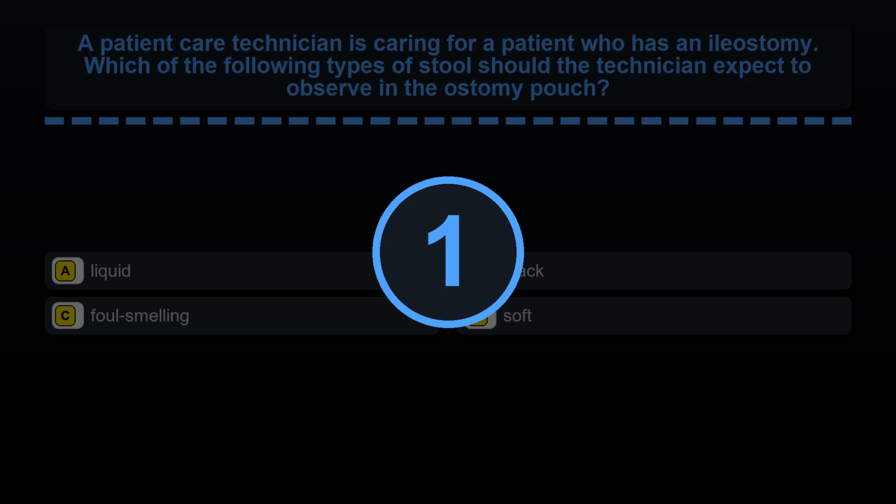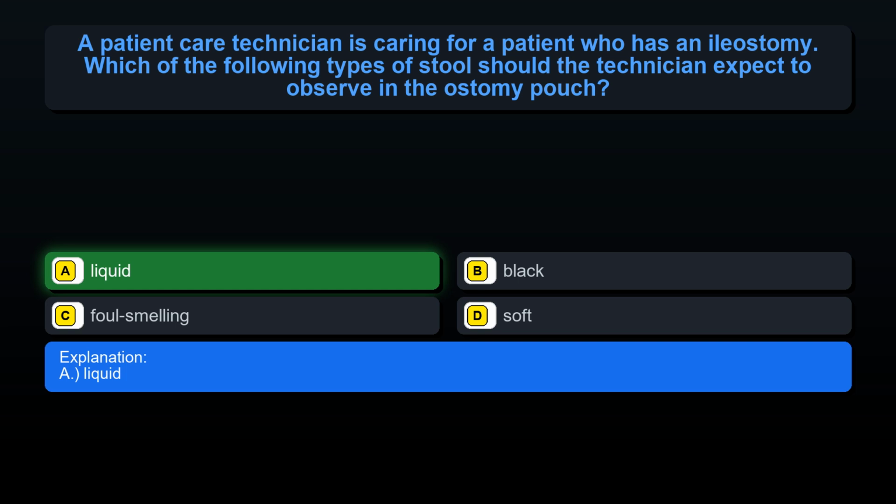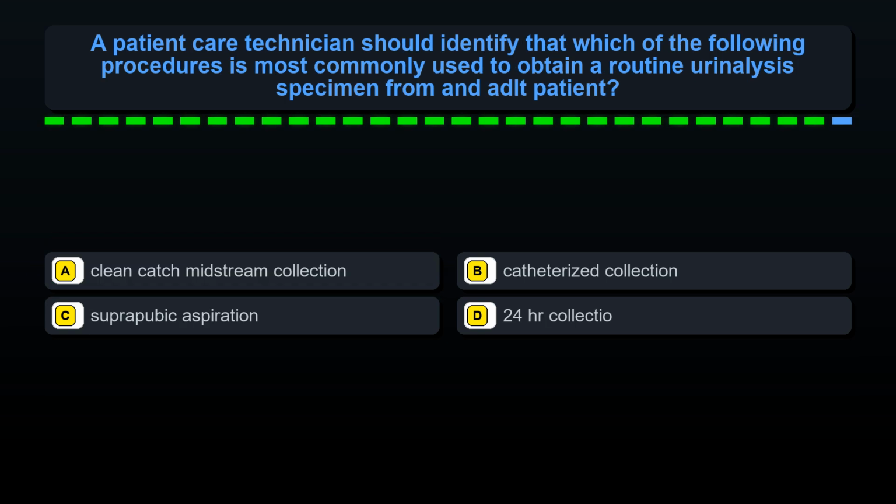The correct answer is option A, liquid. Question 22. A patient care technician should identify that which of the following procedures is most commonly used to obtain a routine urinalysis specimen from an adult patient.